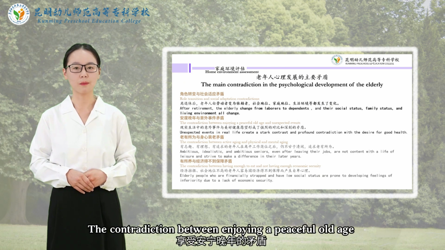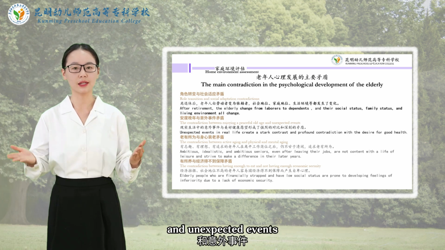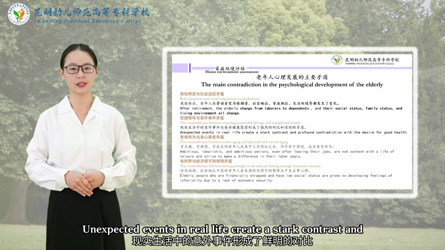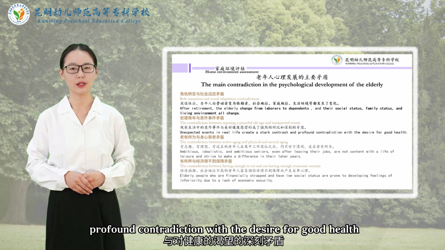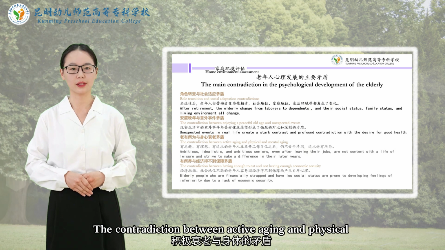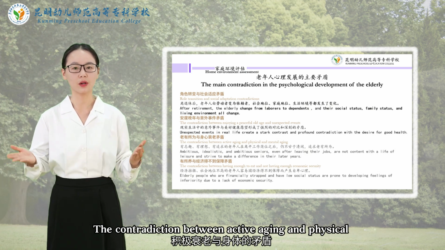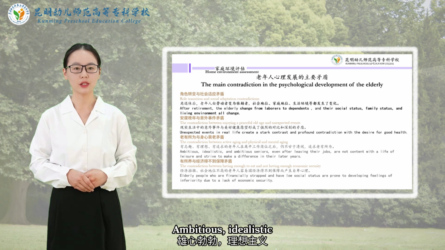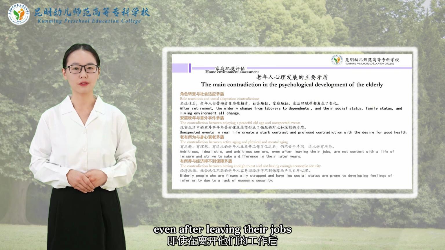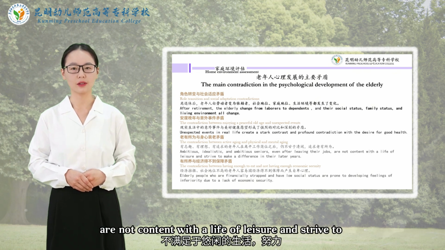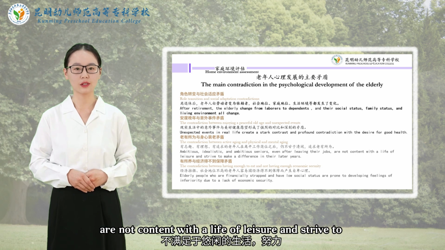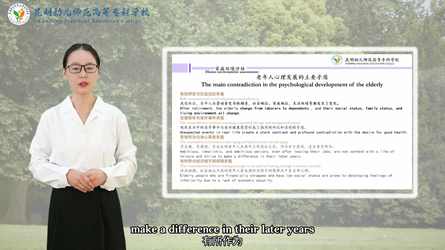The contradiction between enjoying a peaceful old age and unexpected events. Unexpected events in real life create a stark contrast and profound contradiction with the desire for good health. The contradiction between active aging and physical and mental aging. Ambitious, idealistic seniors, even after leaving their jobs, are not content with a life of leisure and strive to make a difference in their later years.